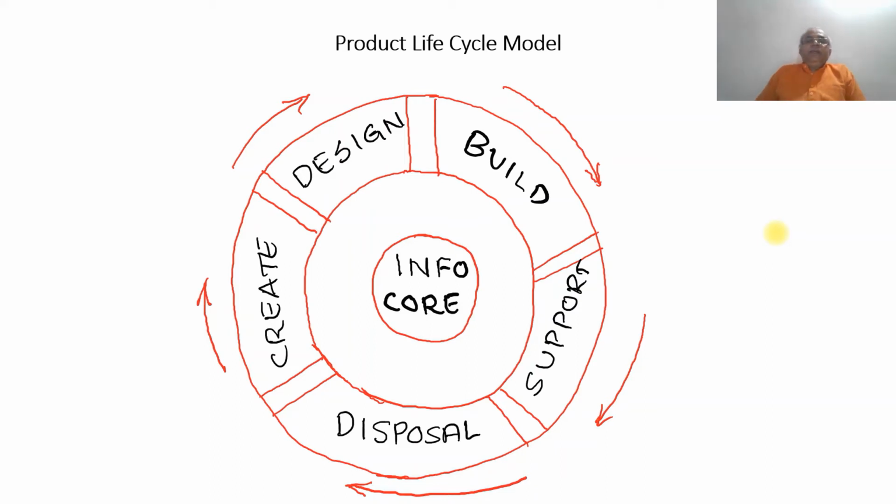Now, in this video, we will discuss the product life cycle model. So here we have an information core. In this, we have different models, wherein first we need to create, then we have to go for a design, then we need to build on the design, then we need to support the build, then finally we need to dispose of this. So this is our product life cycle model.